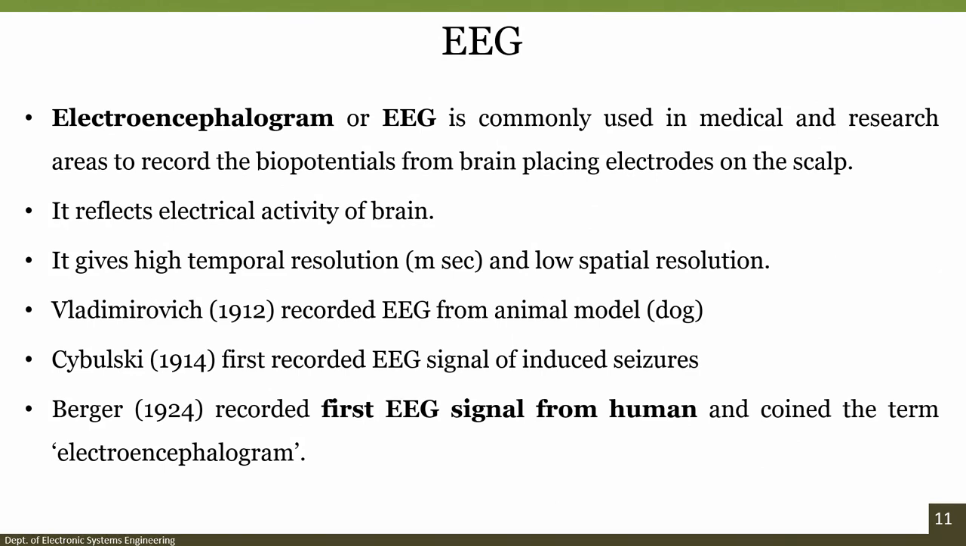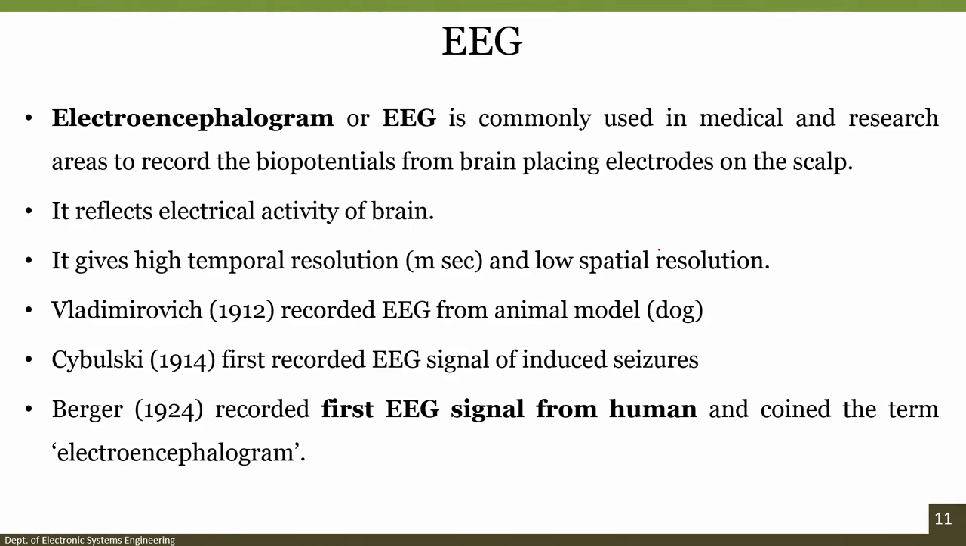EEG stands for electroencephalogram, and is commonly used in medical and research areas to record biopotentials. And where are these biopotentials occurring from? They occur from the brain, recorded by placing electrodes on the scalp. So, what exactly does EEG do? EEG reflects the electrical activity of the brain, that is the use of EEG. It gives high temporal resolution, some milliseconds, and low spatial resolution.